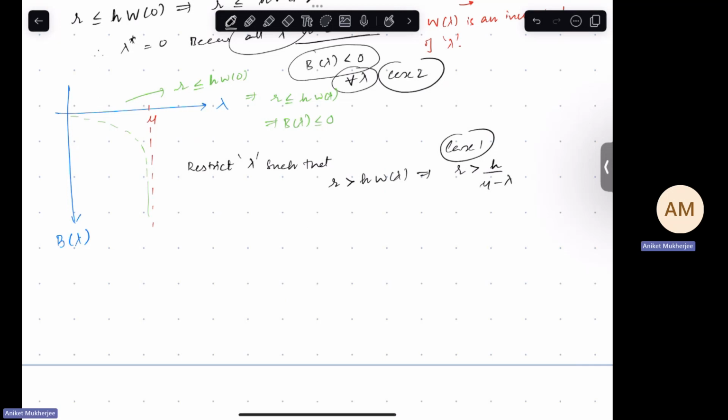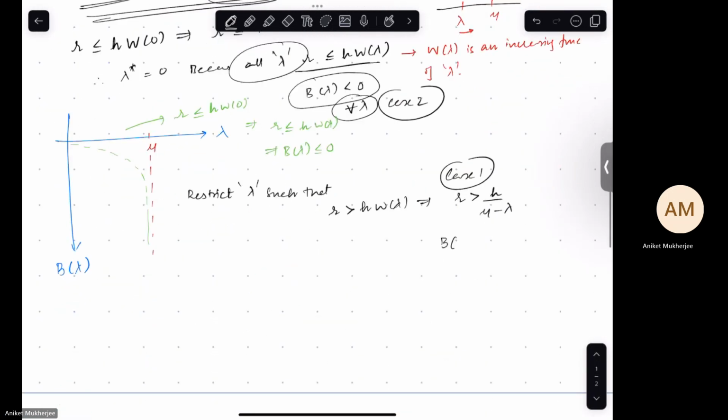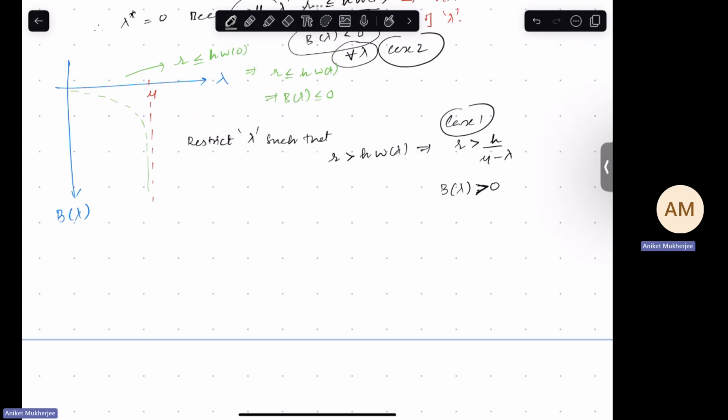If this happens, then we know that there exists some lambda such that beta lambda is greater than 0, right? So when beta lambda is greater than 0, what will happen is, I will draw this graph again. This is lambda.